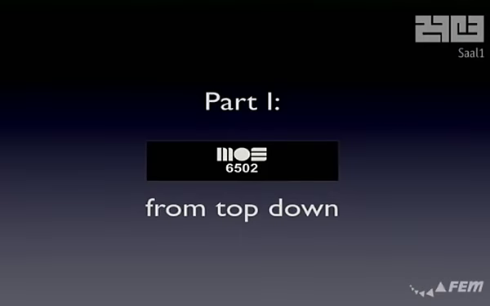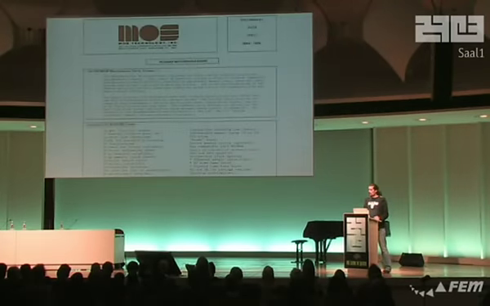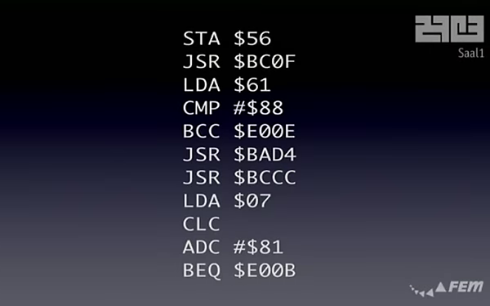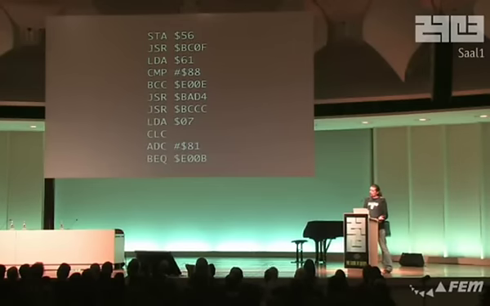So, part number 1, the 6502 from top down. Whenever you want to start with a new CPU, you would start with some data sheet. Let's not do that. Let's just look at code. For all those who haven't seen 6502 code, let's walk through some instructions here. STA, store accumulator. You have 3 registers, A, X, Y. JSR, jump to subroutine. This is the call instruction. LDA, load accumulator. Compare compares the A register. BCC, branch if carry clear, so it branches if it's lower than the compared value. Jump to subroutine again. And then there's the addition instruction. You always have to clear the carry flag before you add, because the carry also gets added if you don't want the extra carry. BEQ, branch if equal.